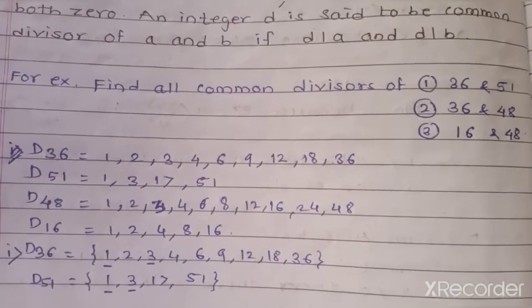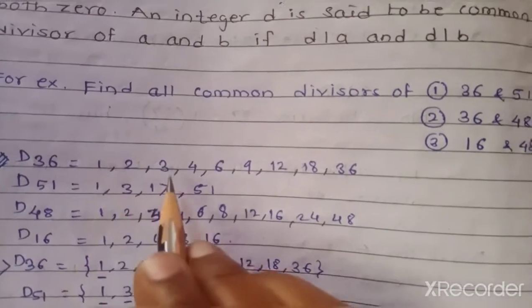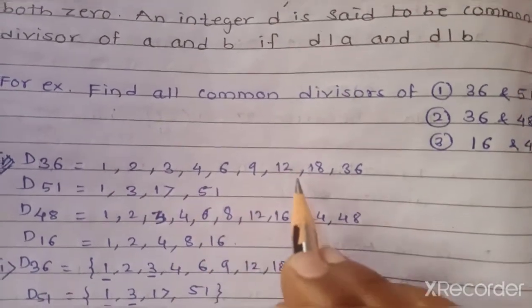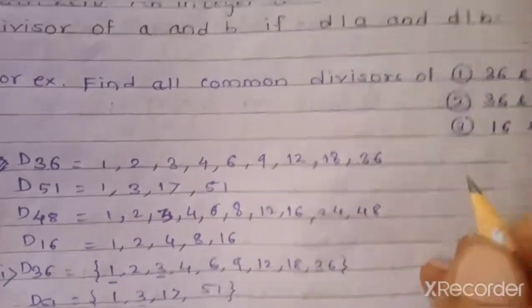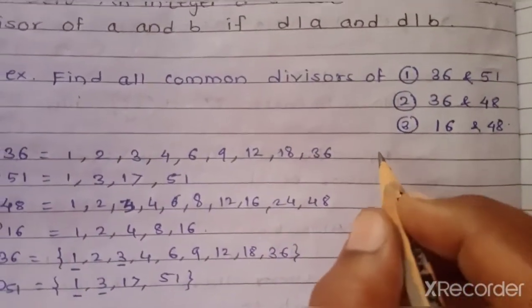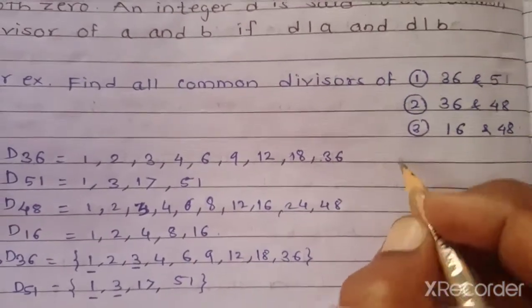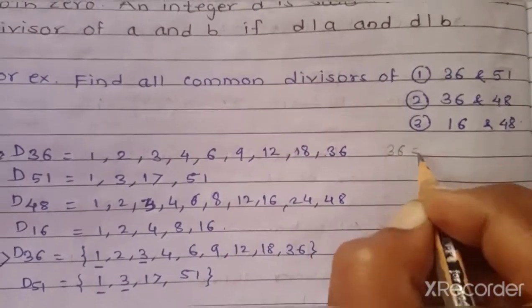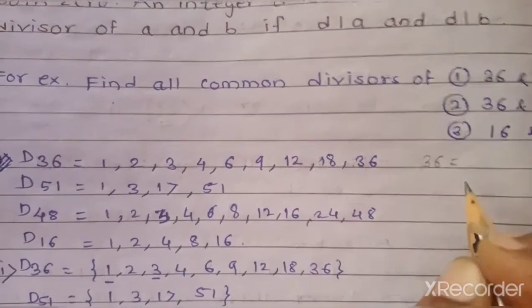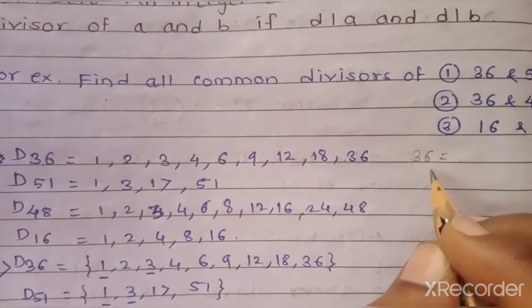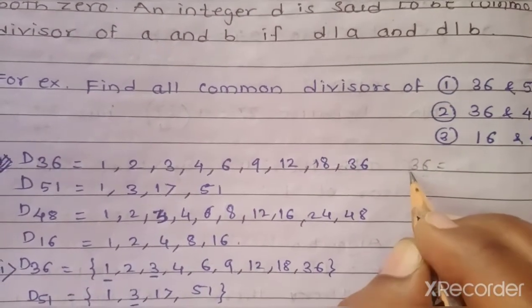Divisors of 36 are, and then we write its divisors: 1, 2, 3, 4, 6, 9, 12, 18, 36. These all are the divisors of 36. There is also one of the simple techniques that we already discussed at school level, to find the divisors of 36. We write down 36. Now we check which numbers divide it based on its unit place. This is our unit place, this is the tens place.